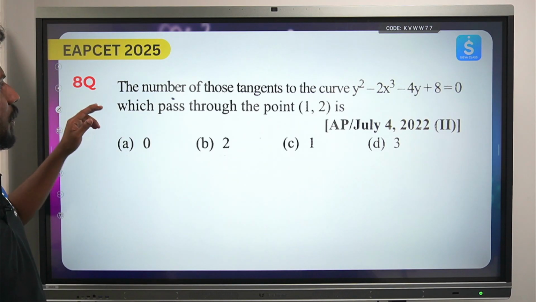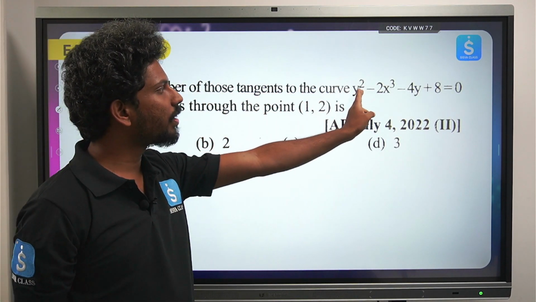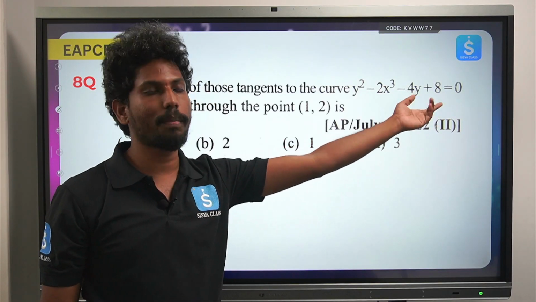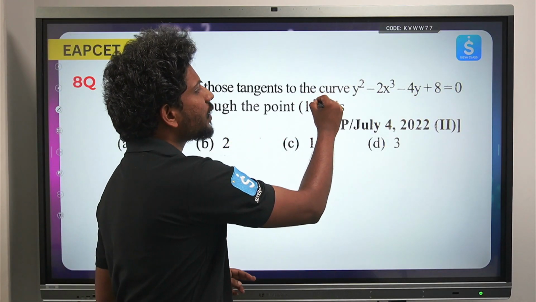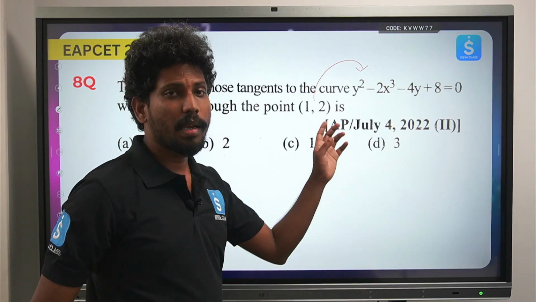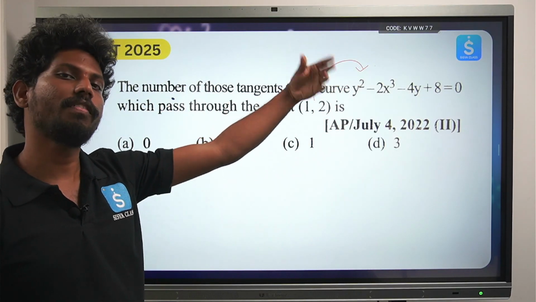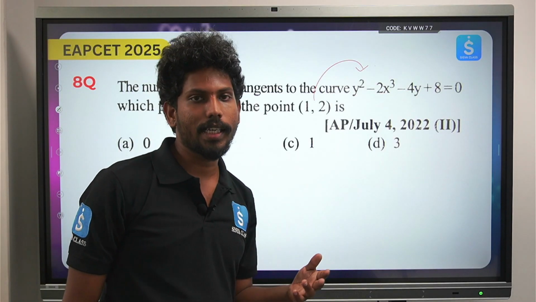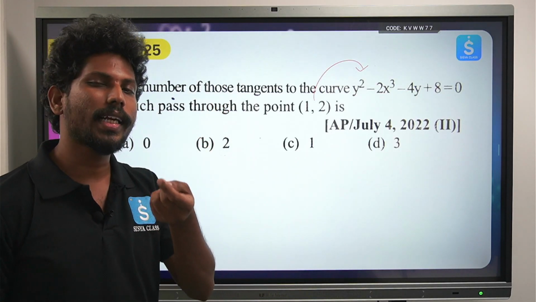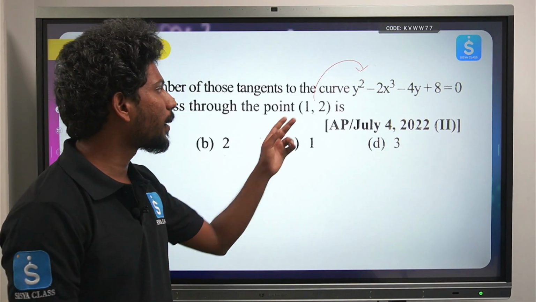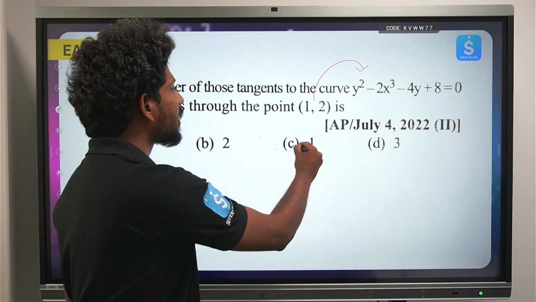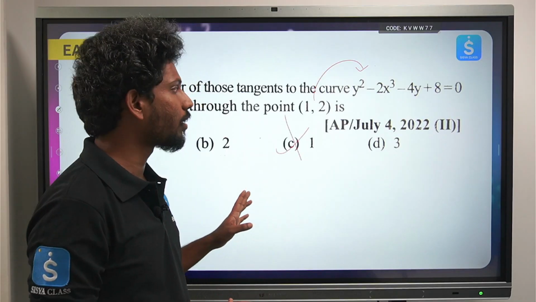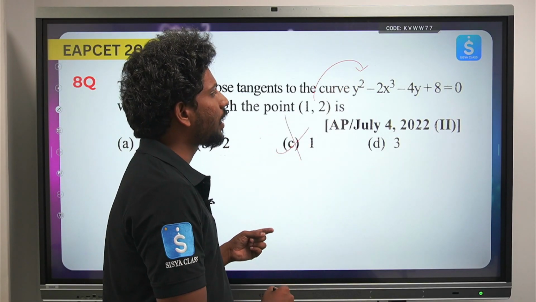Okay, next question: the number of tangents to the curve y square minus 2x cube minus 4y plus 8 equals 0. Directly, first substitute this. First of all, is this point lying on this curve or not? Then we can further discuss whether the point is lying on a tangent. In that case definitely there would be only one tangent possible to draw at that point. But let's see, don't go with the flow of picking this answer, it might or might not be. So let's see whether this point is there on that curve or not.